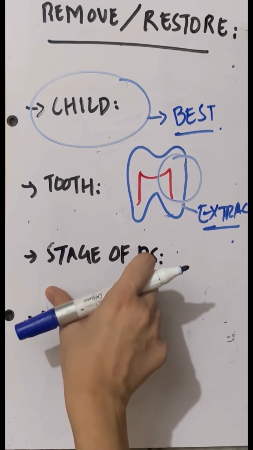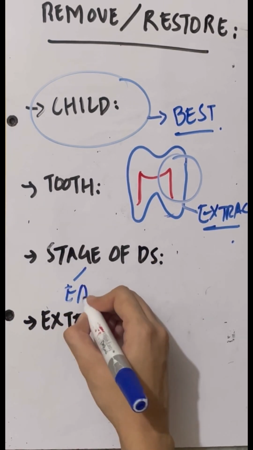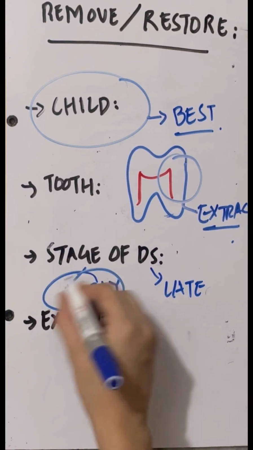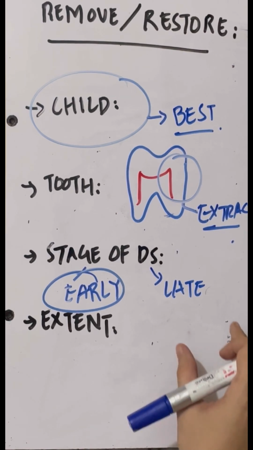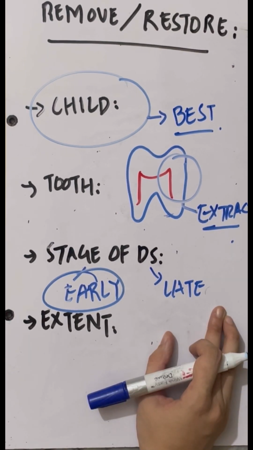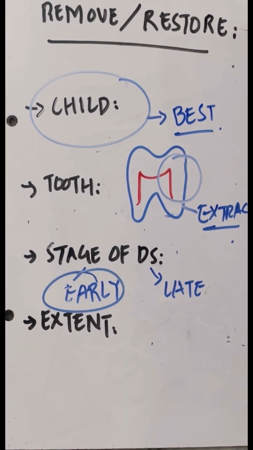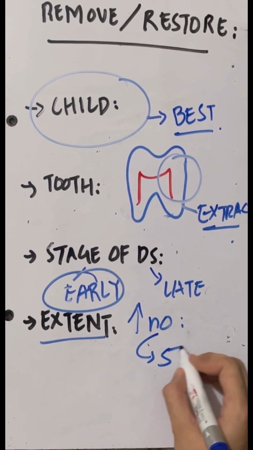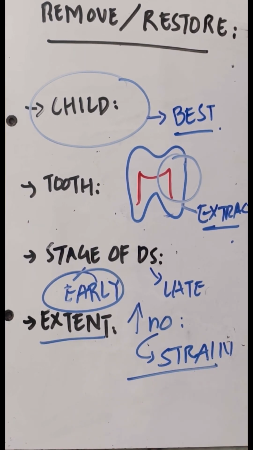The third parameter is the stage of disease, whether it is an early stage or a late stage. If it is an early stage of disease, then we will decide to restore it. But if it is a late stage, then obviously we will extract the tooth. Then the fourth parameter is extent. If treatment is required for a larger number of teeth, then it will obviously put the child under strain. So we will avoid restoring and prefer to remove the tooth, because the child under strain will not cooperate. So this was all about the introduction of caries in primary dentition. Thanks for watching.